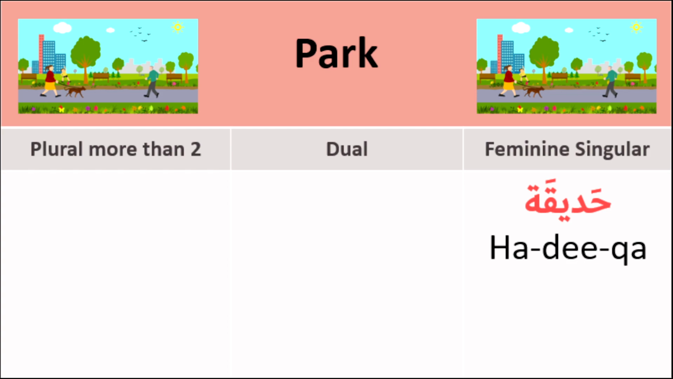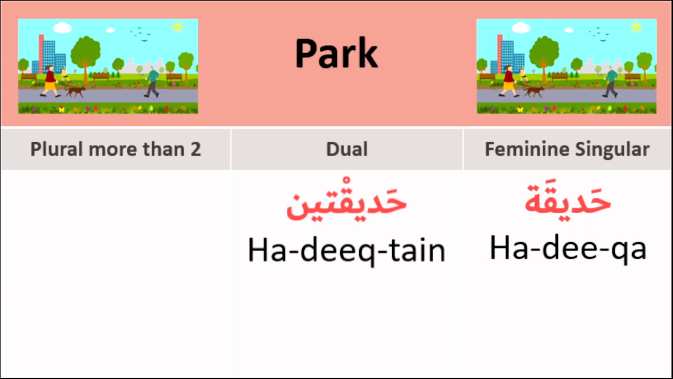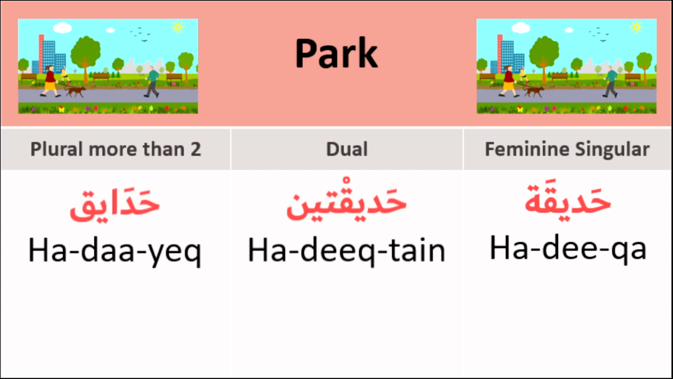Park. Park is a feminine word. Singular form. حديقة. Dual form. حديقتين. Plural form. حدايق. Note here letter Q is silent. Another way of saying it.